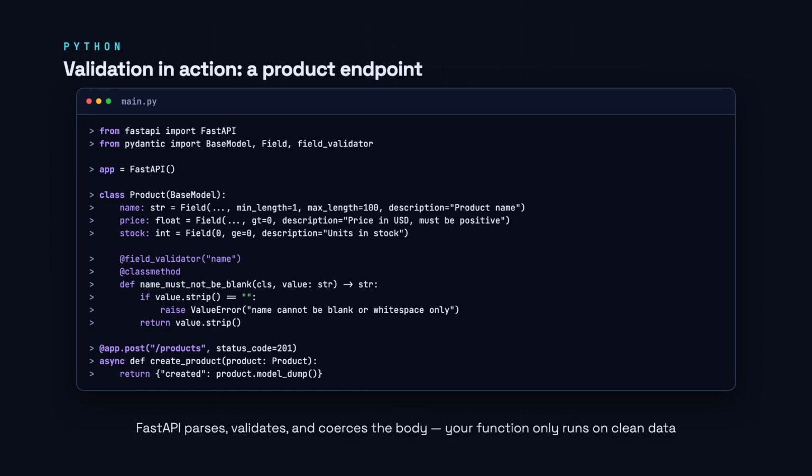The field validator method decorated with @field_validator for name runs after the type check. It strips whitespace and raises a ValueError if the result is empty, which Pydantic converts into a clean validation error. Finally, the path operation create_product declares product as type Product. FastAPI reads the request body, feeds it to Pydantic, and your function only executes if every rule passes.